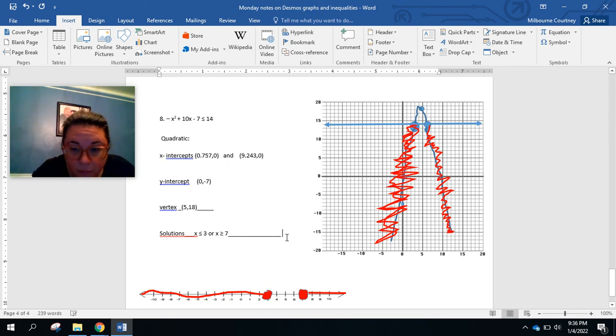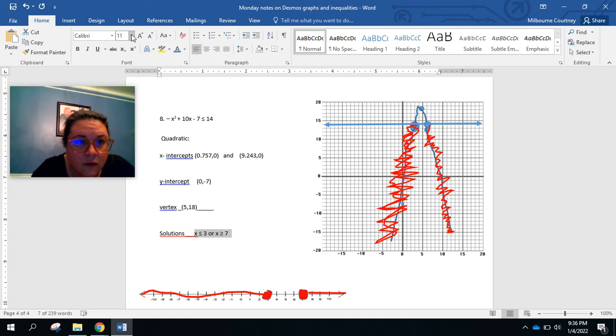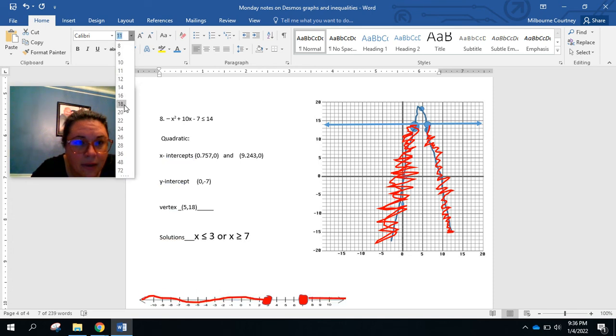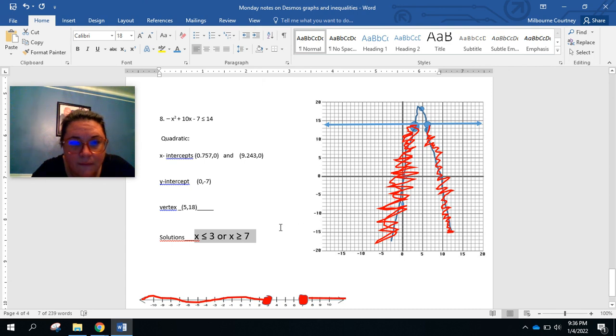3 or X. And this one is greater than or equal to 7. And since it has two pieces, I'm shading two pieces. That means there's two pieces of our inequality. You have X is less than or equal to 3 or X is greater than or equal to 7. There's no in between. Two separate pieces. The end.